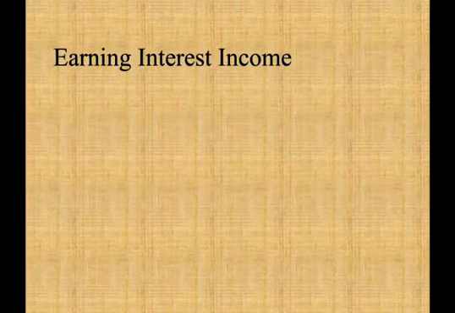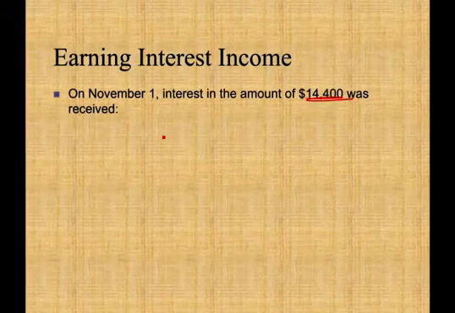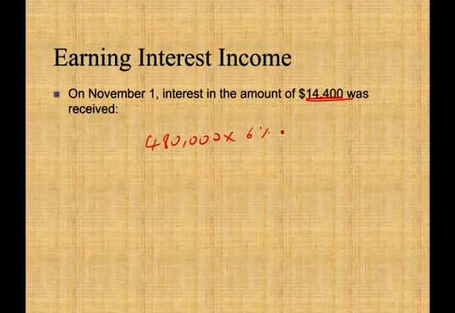Earning interest income: on May 1st, the fund received interest, and on November 1st now, the fund received interest in the amount of 14,400. Now, where is the 14,400 coming from? If you look at the principal, 480,000 times 6% times 1/2. Why 1/2? Because the bond pays interest semi-annually.